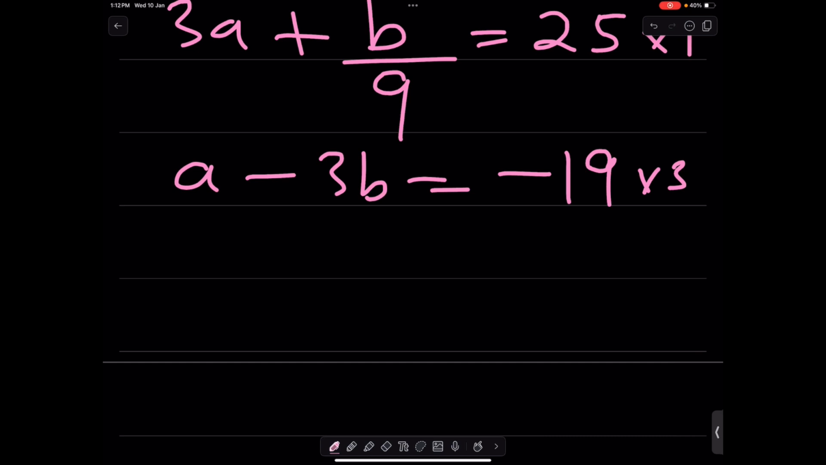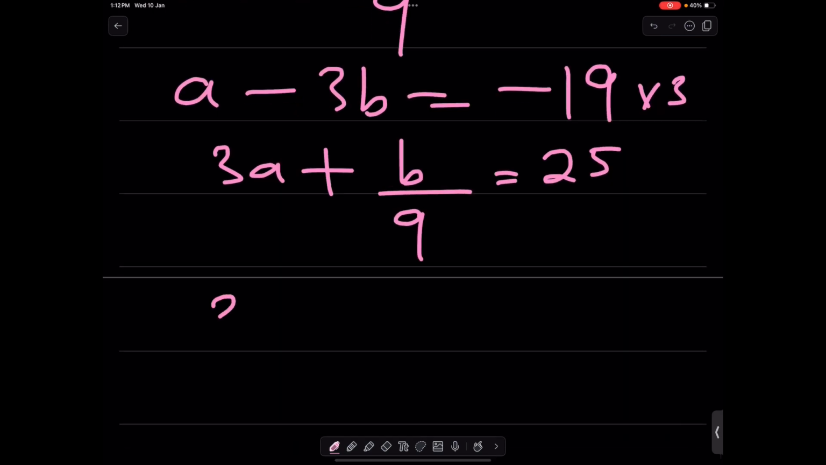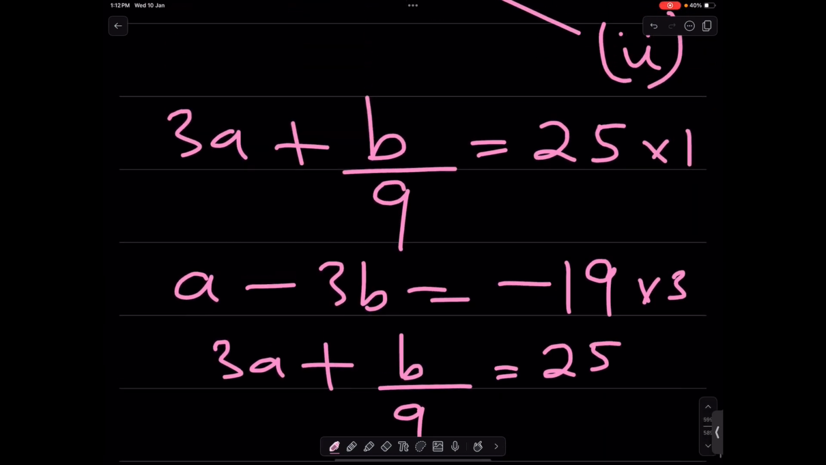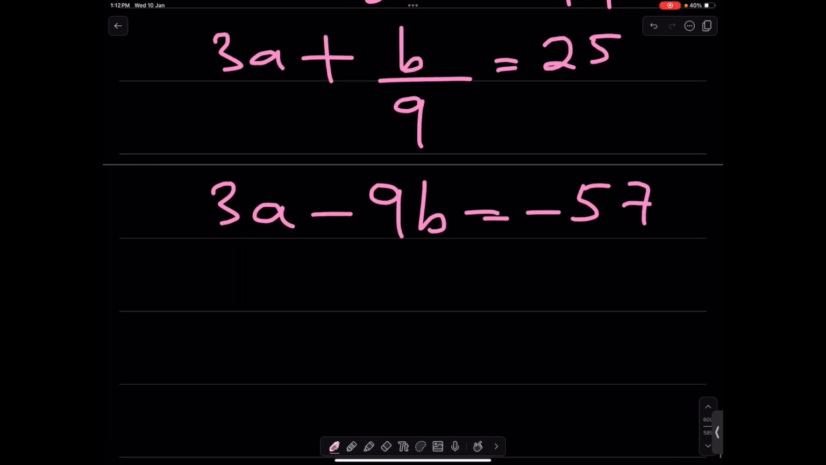So what do we have? The first one remains what it is, 3a plus b over 9 equals 25. And if I multiply the second equation by 3, I'm going to have 3a minus 9b equals minus 57. So what does that mean? That means I can eliminate a by subtraction.